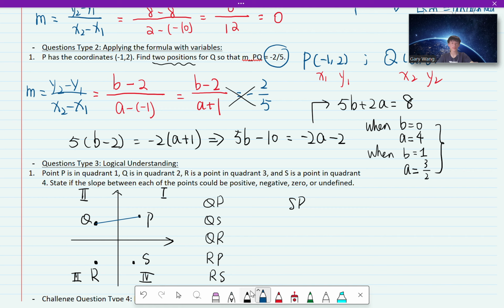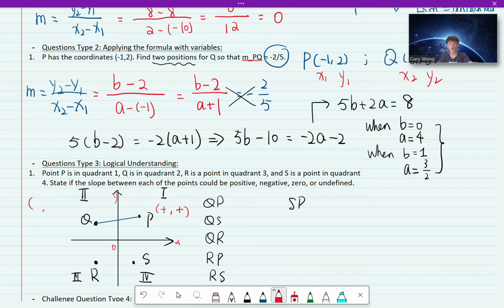The key is to identify the property of x coordinates and y coordinates in each particular quadrant. In quadrant 1, x values will always be positive, because it's always on the positive side of the number line of the x-axis. So any point in quadrant 1 will have a positive x coordinate, as well as y coordinate. Every single point in quadrant 1 will have a positive x and y coordinate.